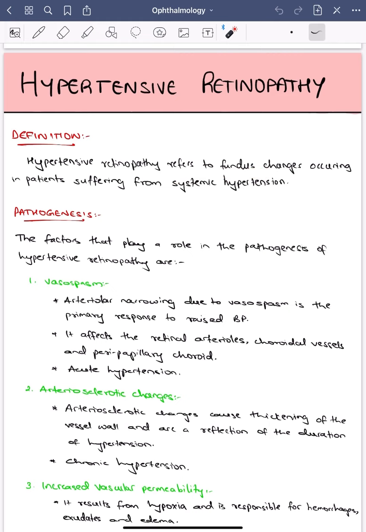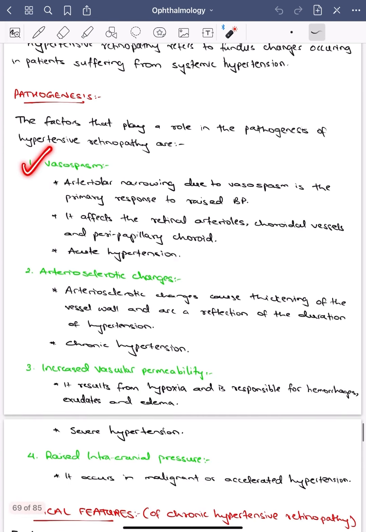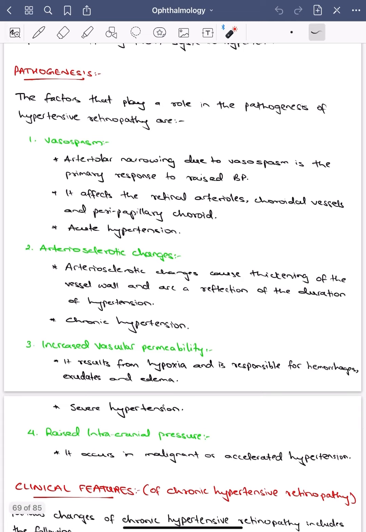Now, the pathogenesis. The factors that play a role in the pathogenesis of hypertensive retinopathy include vasospasm, arteriosclerosis, increased vascular permeability, and raised intracranial pressure. Now, vasospasm. Arteriolar narrowing due to vasospasm is the primary response to increased blood pressure. It affects the retinal arterioles, the choroidal vessels, and the peripapillary choroid, and it is the prominent pathogenic factor in acute hypertension. Okay, so in acute hypertension, the prominent pathogenic factor is vasospasm.